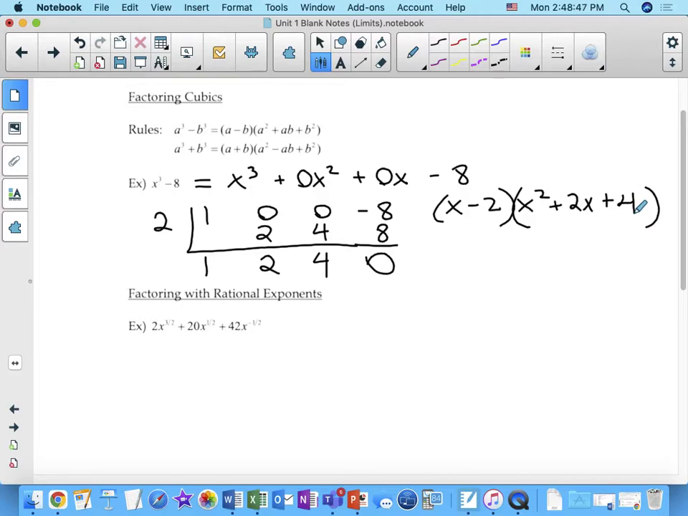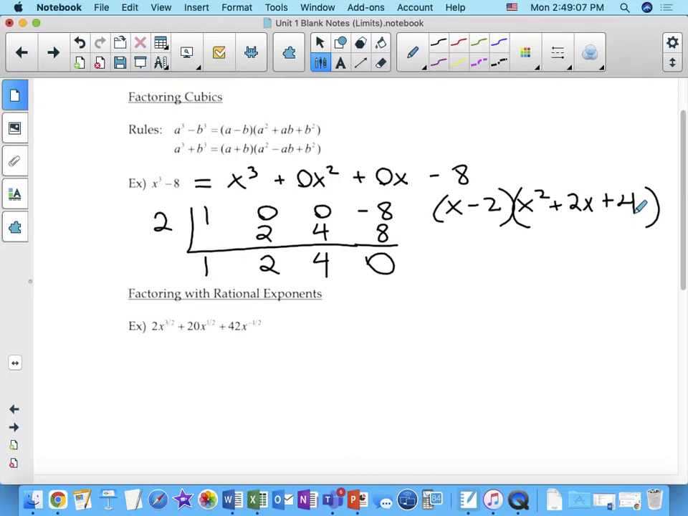Isn't there a way to check if, like, 2 is a factor? Yep, you can use the remainder theorem. What's that again? The remainder theorem? Yeah, but how do you do it? So what you would do is plug in a 2 for x. Okay, and if you get 0, then it's a factor.